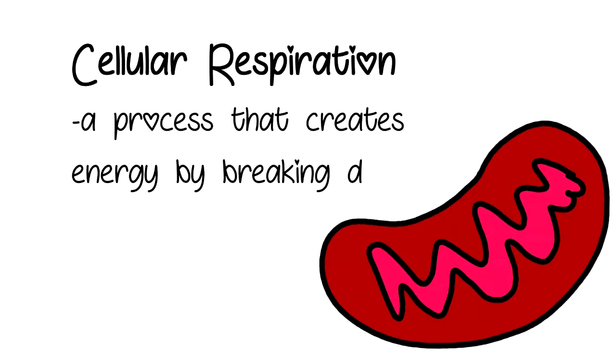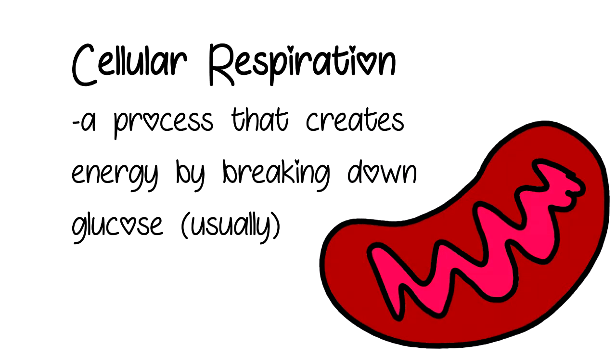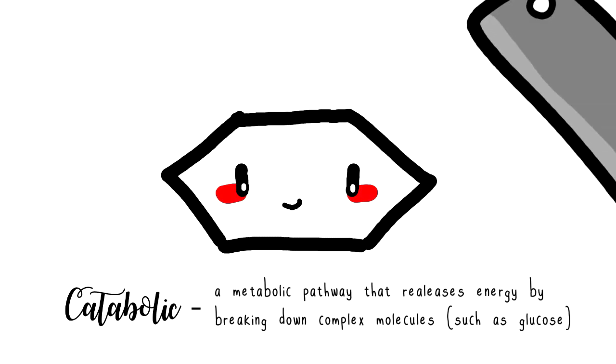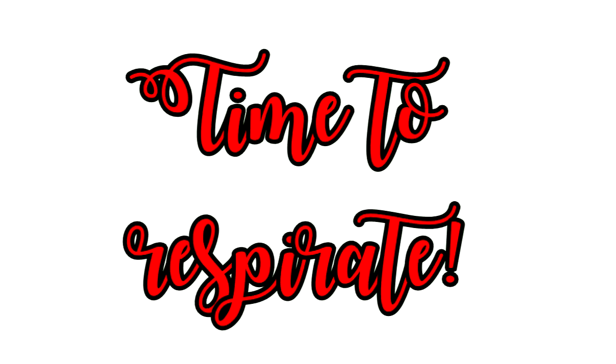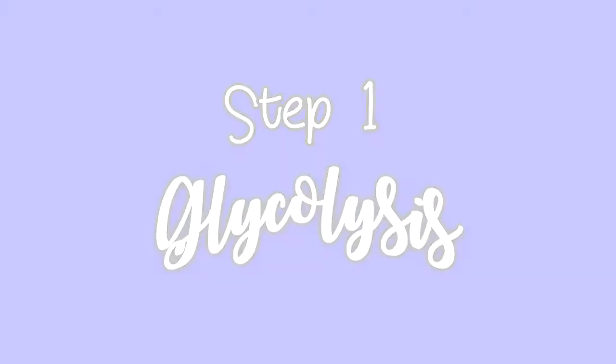Cellular respiration is a process that creates energy by breaking down glucose. Because it breaks down a complex molecule such as glucose, it is considered a catabolic pathway. Alright, let's start respirating. Step 1: Glycolysis.